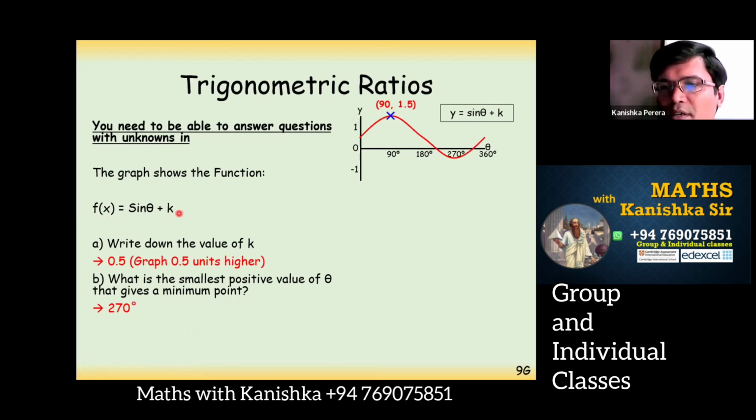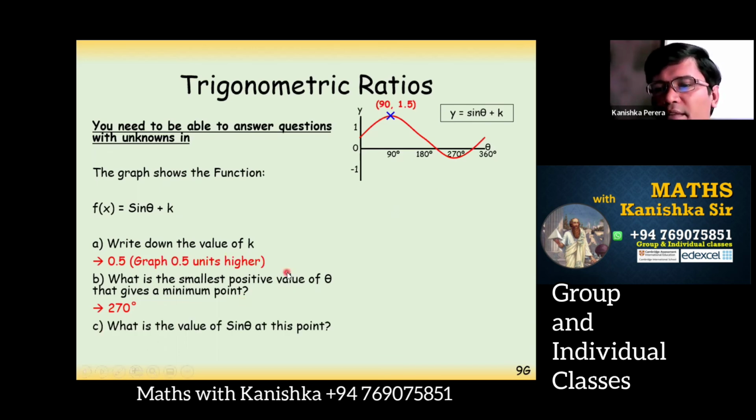For k, you can substitute the 0.5 that you figured out, and then you have to find the theta. sin theta equals whatever value you are getting, then take the sine inverse. That will be the theta value at that place. Doing that, you will get 270 as the theta value of the minimum point. Then what is the value of sin theta at this point? They're asking for the sine, so that means sin 270. Sin 270 is equal to 0.5. We can find it somewhere here, this place, right?